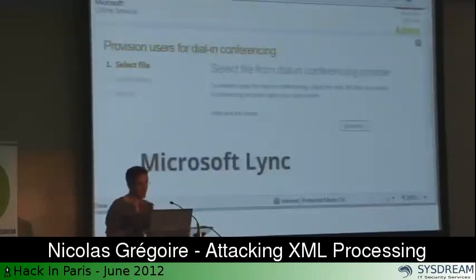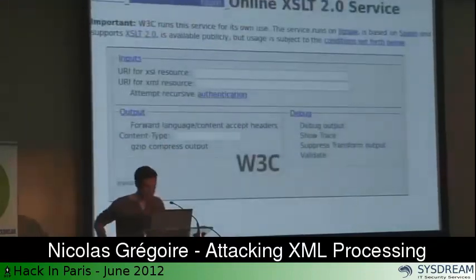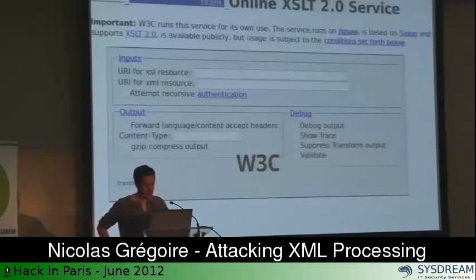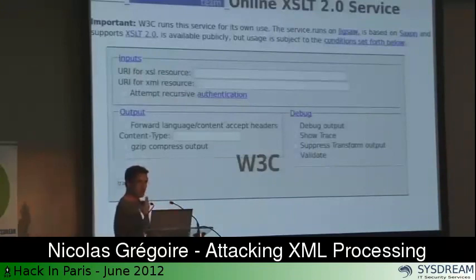This is Microsoft Link, and the user interface allows you to select an XML file here, so we can suppose it will be later parsed by the application. This is W3C, which offers very kindly an XSLT gateway to everybody on the internet. As you can see, everybody can provide their own URL to both the XML data and the XSLT code. So it's probably just a remote shell on the W3C servers, but I didn't check in detail.